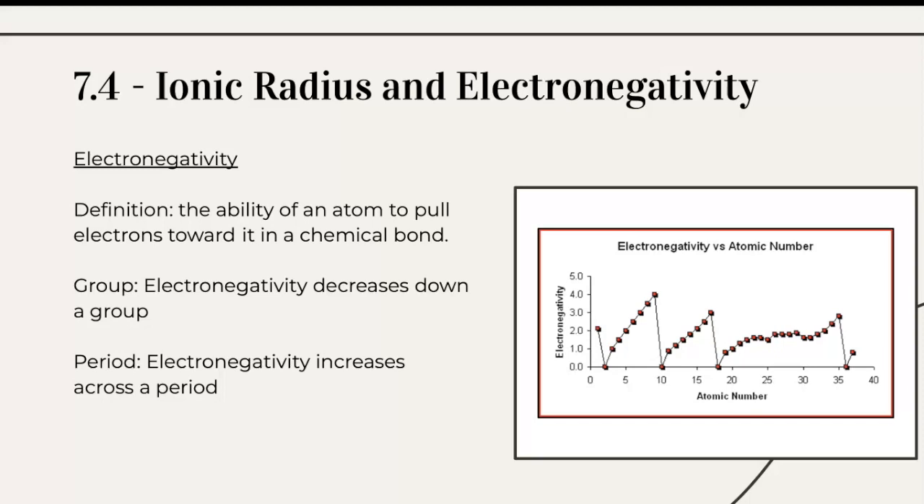Electronegativity is the ability of an atom to pull electrons toward it in a chemical bond. The stronger the ability to pull such an electron, the higher the electronegativity. As we move down a group, electronegativity decreases as radius expands and moves farther from the nucleus, making it easier to yank that electron away from the bond. Across a period, electronegativity increases as effective attractive force increases as you move left to right, and that electron is more tightly held in that bond.